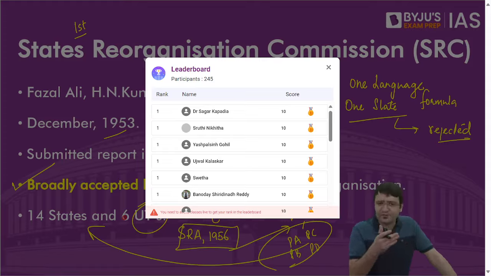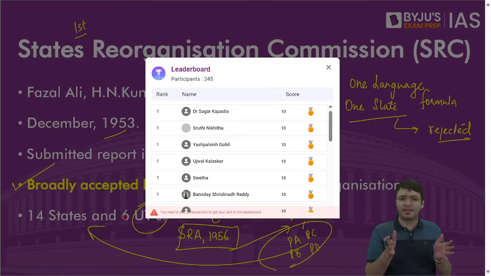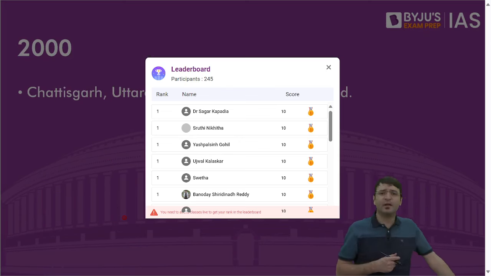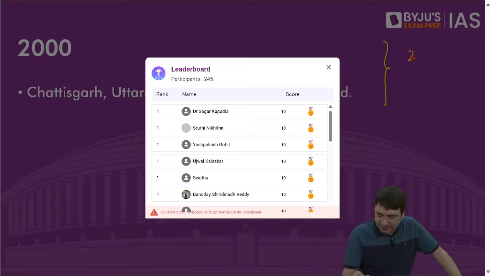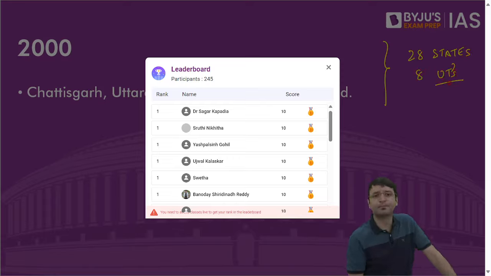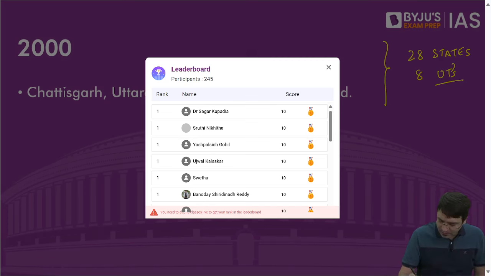But here, after 1956, we saw further reorganization. More and more states got created. For example, in 2000, Chhattisgarh was carved out from Madhya Pradesh, Uttarakhand was carved out from Uttar Pradesh, and Jharkhand was carved out from Bihar. Later, Andhra Pradesh was bifurcated into Andhra and Telangana. And now we have 28 states and 8 union territories. But let me ask you, was it good to create states on linguistic grounds?